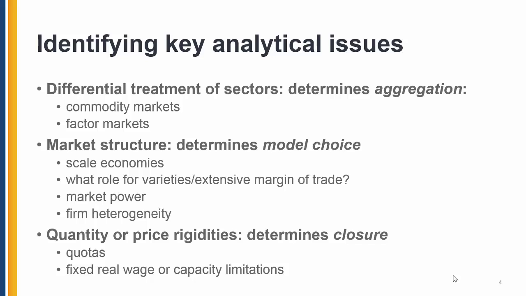Market structure is obviously important, whether there's scale economies present, whether variety effects make an important contribution, market power, and so on. Quantity and price rigidities are often very important as well, and these will be determined through your model closure.